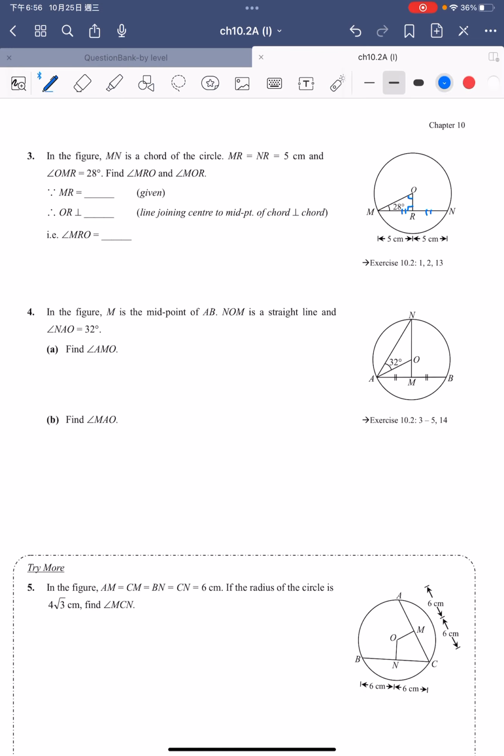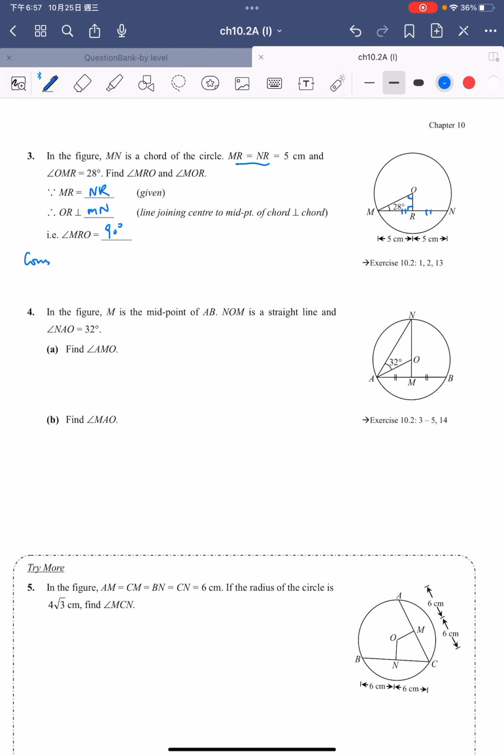First of all, as MR is equal to NR, OR is going to be perpendicular to MN. By using our theorem, the line joining the center to the midpoint of the chord bisects the chord and is perpendicular to the chord. So the angle MRO is going to be equal to 90 degrees.